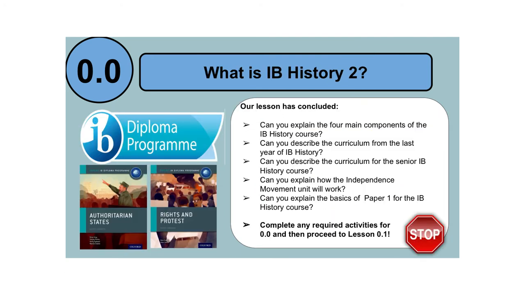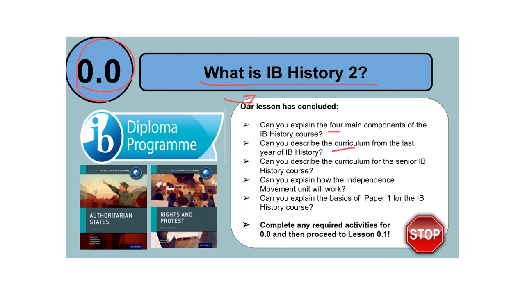All right. So we have reached the very end, and again, if you just look back up here, it's Unit 0, Lesson 0, and we just ended the lesson, What is IB History 2? So, again, this slide looks very familiar to the first slide, except it's slightly different. Our lesson has concluded. And so, there's a series of questions here. So we have just taken our lesson objectives and turned them into questions, and we're going to ask them to you here. Can you explain the four main components of the IB History course?